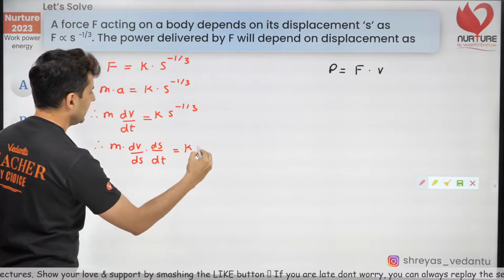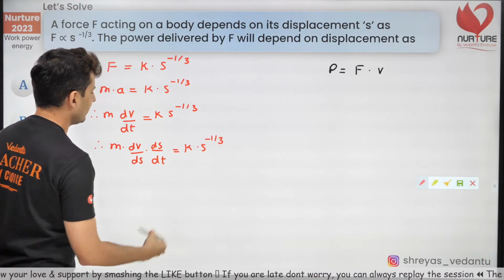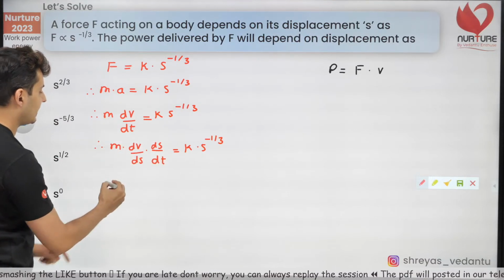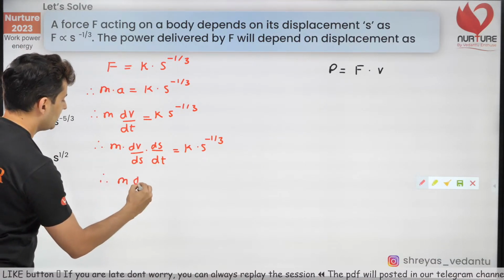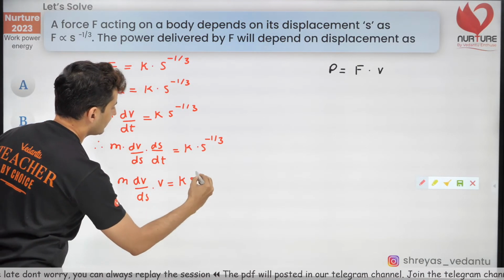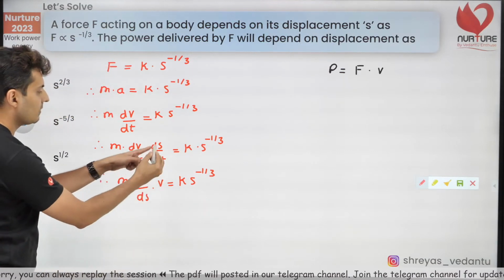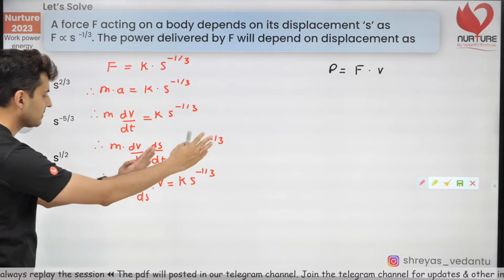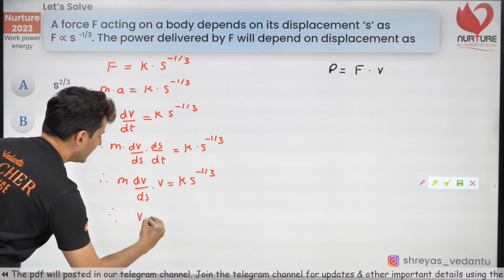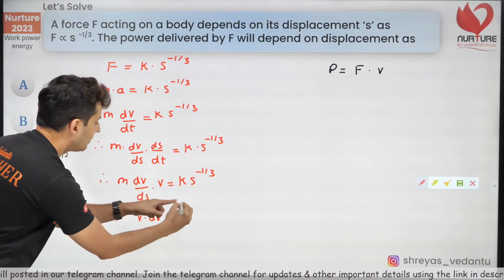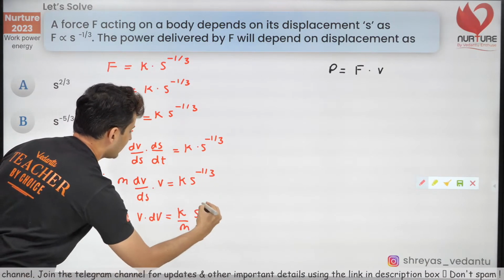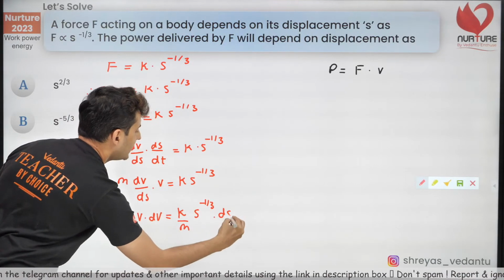So this will become k into s raised to minus 1 by 3. But what is ds by dt? ds by dt is nothing but velocity. So therefore, this is m dv by ds into velocity is equal to k s raised to minus 1 by 3. Rate of change of displacement is velocity. Now shuffle these terms and write it in a beautiful form like this: v into dv is equal to, bringing the m down, k by m, and taking that ds up, s raised to minus 1 by 3 into ds.